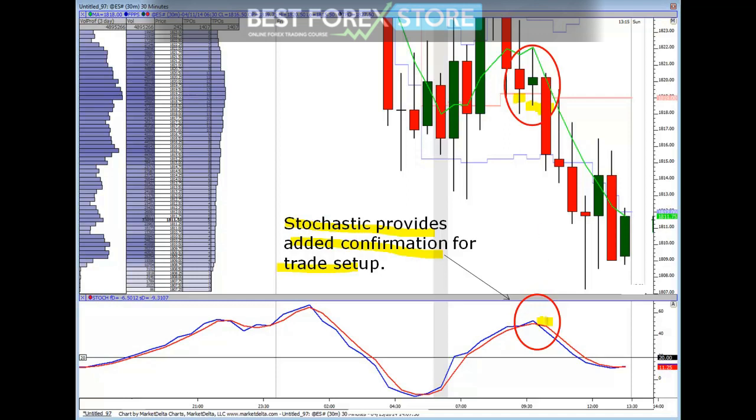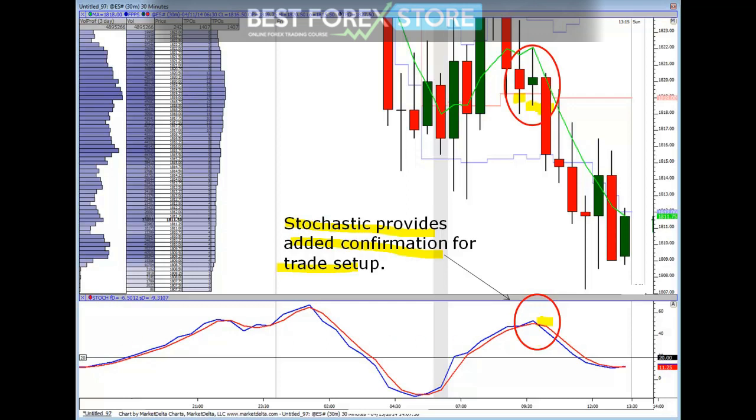So the stochastic will help us to refine the entry and is useful to use as part of the setup for that trade. So look for the 5 SMA to be sloping downwards, look for a close under the 5 SMA, and then look for the following bar or one of the following bars to take out the low of that bar, and once it does that, anticipate the market to continue to move lower and put your stop at the high of the bar where you enter.